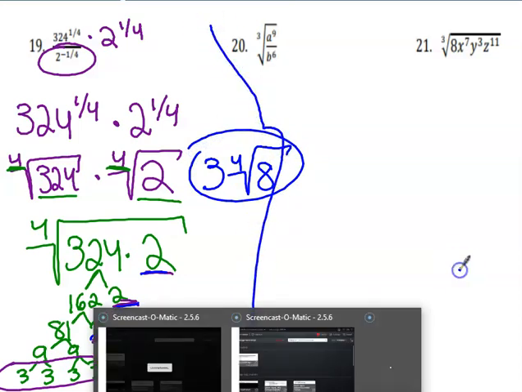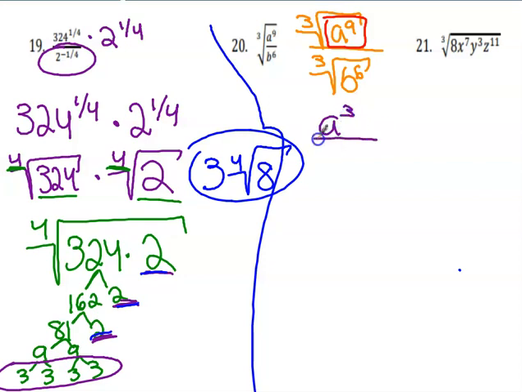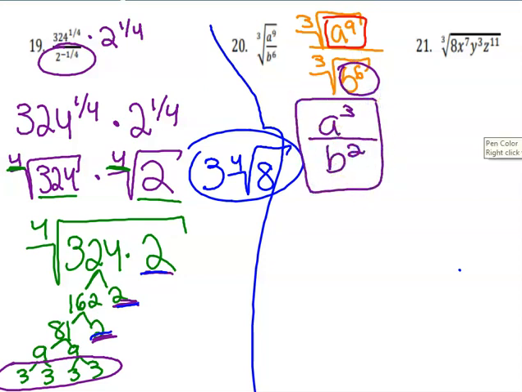Okay, number 20. All right, so I'm going to break this apart. So cube root of a to the 9th over cube root of b to the 6th. And this is quite nice because how many groups of 3 do I have for a to the 9th? I have 3 groups. And how many groups if I have 6 b's and I'm doing a cube root? Well, I have 2. So my final answer would be a to the 3rd over b squared. So I don't have to multiply anything to the numerator and denominator to get rid of the radical. It just works out quite nicely once I break it apart.